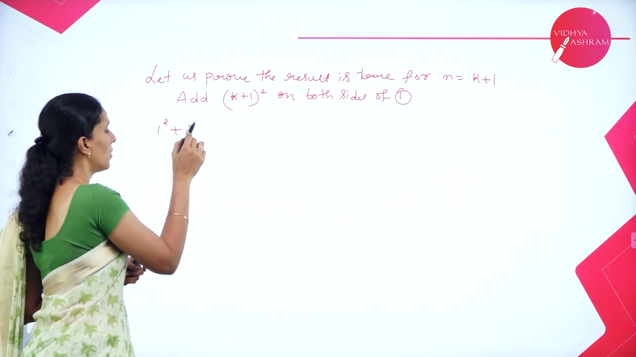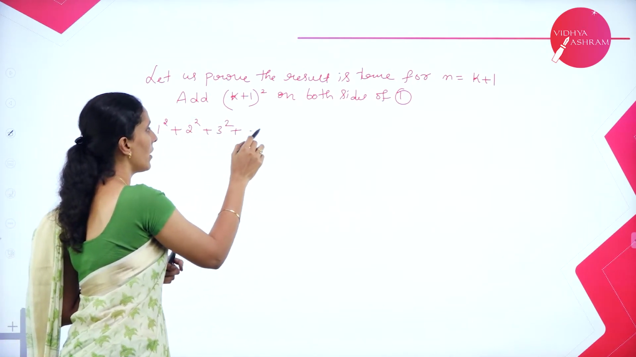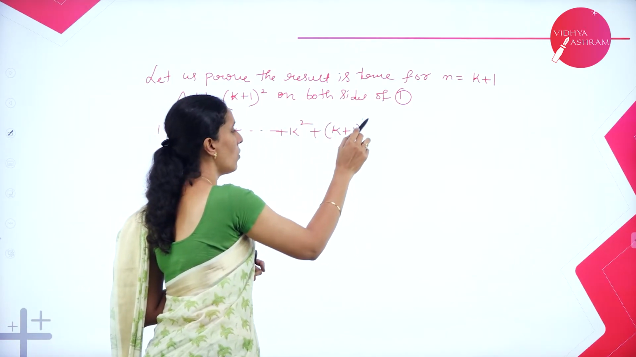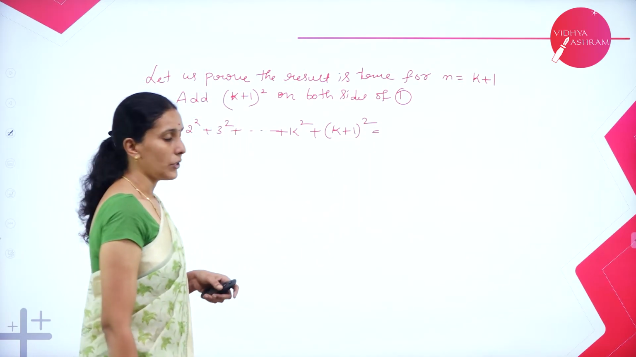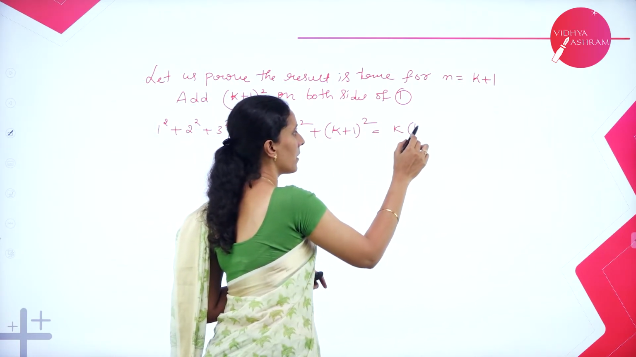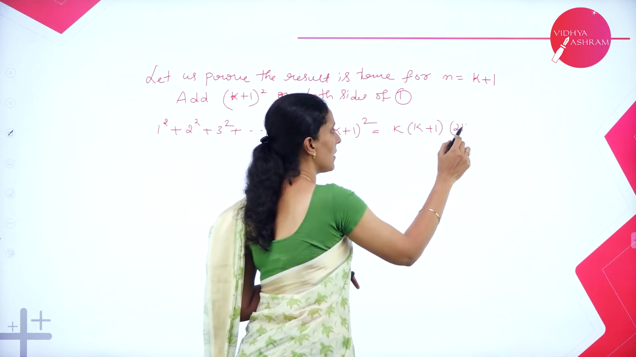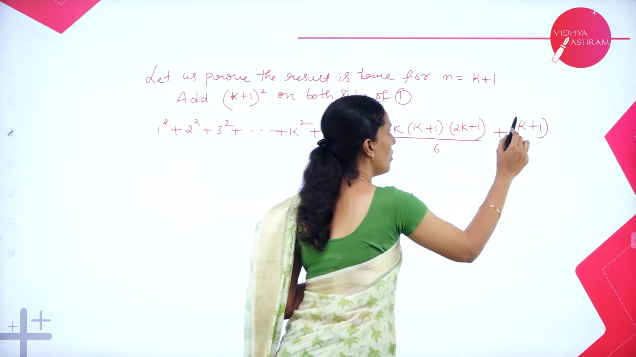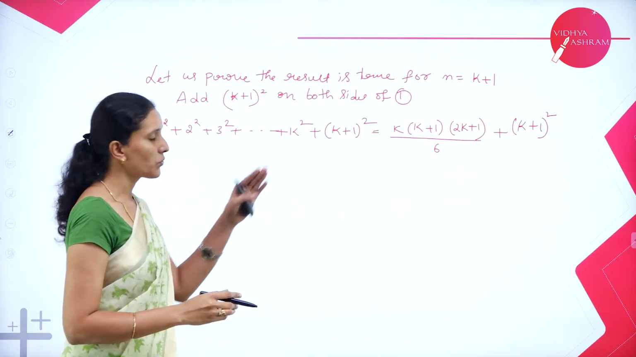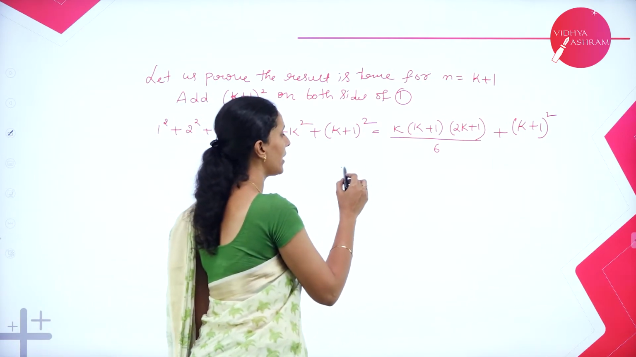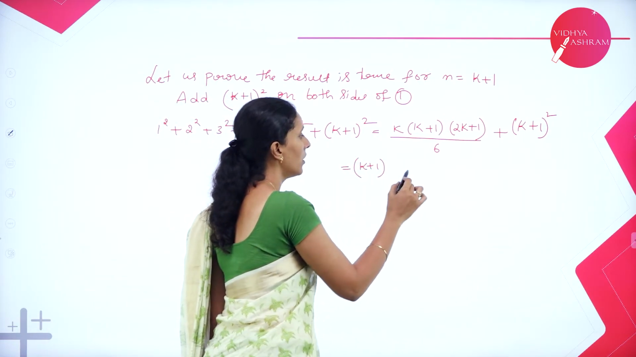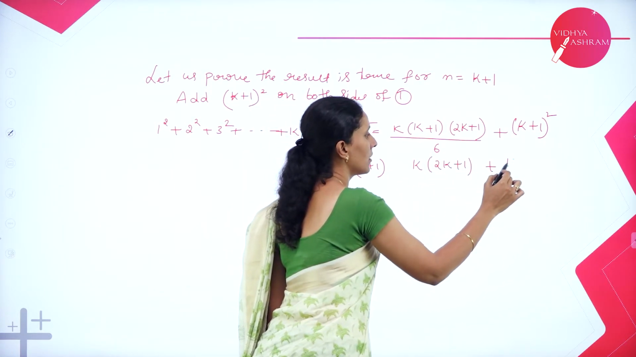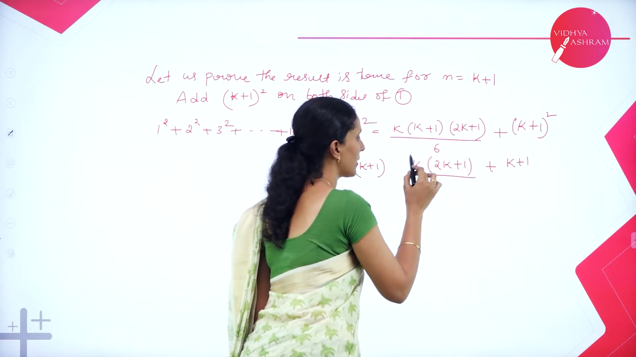So if you add k plus 1 whole square, what happens? 1 square, 2 square, 3 square, etc. You have k square, along with that you are adding k plus 1 whole square. On the right hand side, you have k into k plus 1, 2k plus 1 divided by 6 plus k plus 1 whole square. So let us take k plus 1 as a common factor. If you take k plus 1 as a common factor here, you are left with k into 2k plus 1 plus k plus 1 divided by 6.